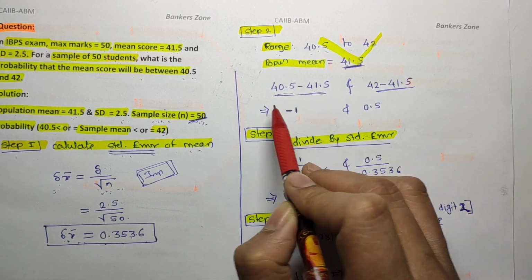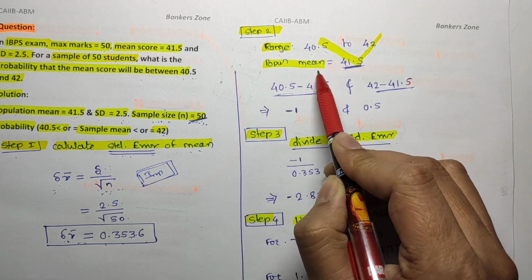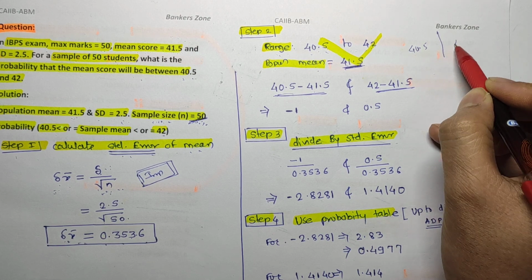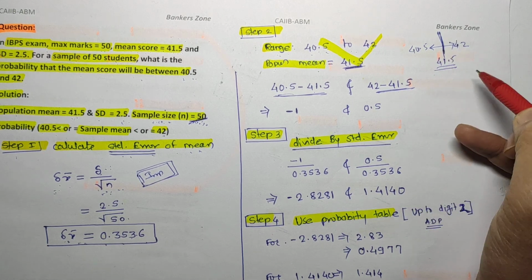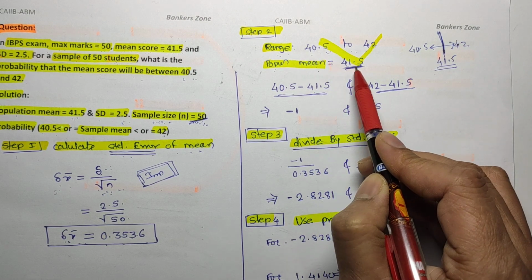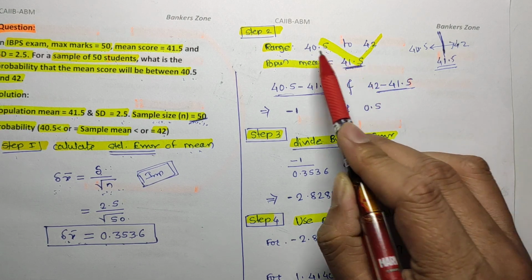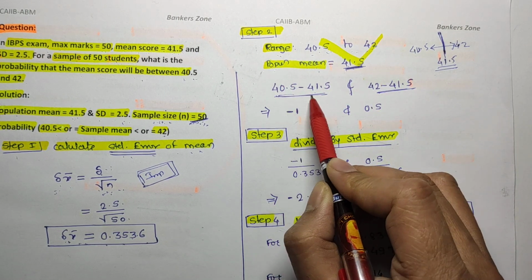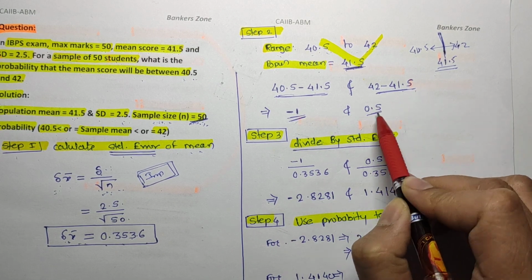Remember, this step is very important. They have given the range and they have given the population mean. Suppose this is the range, 40.5 and 42, and this is our mean, that is 41.5. We have to find the difference on both sides: 40.5 minus 41.5 and 42 minus 41.5. That means from the range subtract the population mean. In step 2, 40.5 minus 41.5 you will get -1, and 42 minus 41.5 you will get 0.5.